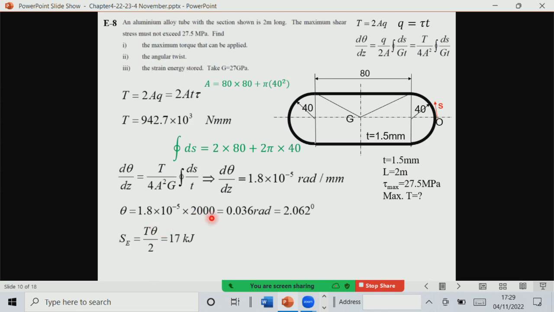So I'm repeating, in this case, just this example, which is relatively easy because the shear stress is constant, we can say tau squared divided by 2G is the strain energy stored per unit volume, and then you multiply by the volume. But I say use this one, you can use it for more complicated cases as well. Any questions in relation to question number 8?